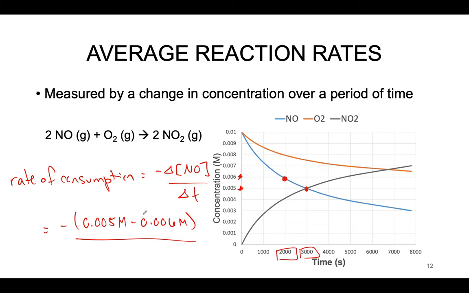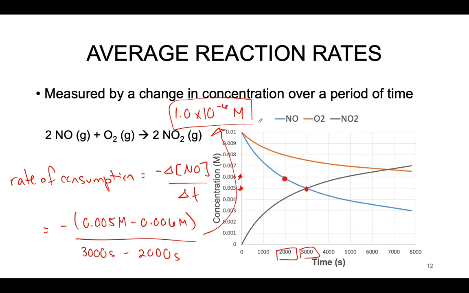So we're going to take this difference in concentration and divide it by the difference in our time. So again, the final time is our 3,000 seconds, and we're going to subtract out the 2,000 seconds that we started with. And the change, or the rate of consumption for our nitrogen monoxide, I'm going to write up here just because I didn't leave myself much space, is also 1.0 times 10 to the negative 6 molar.